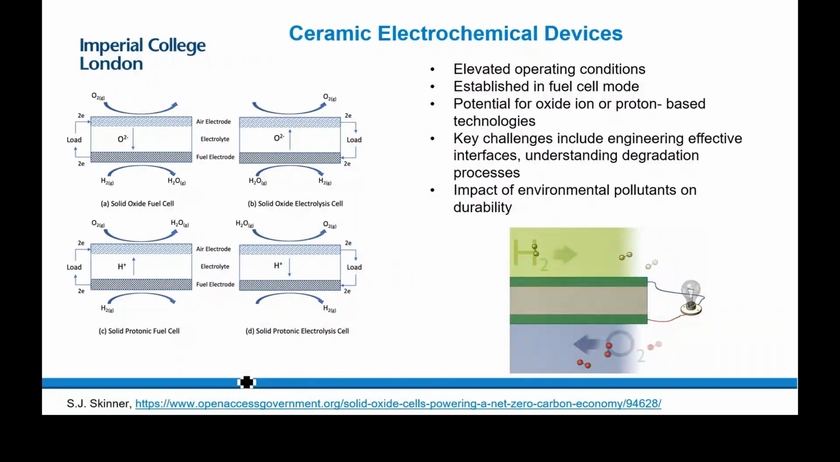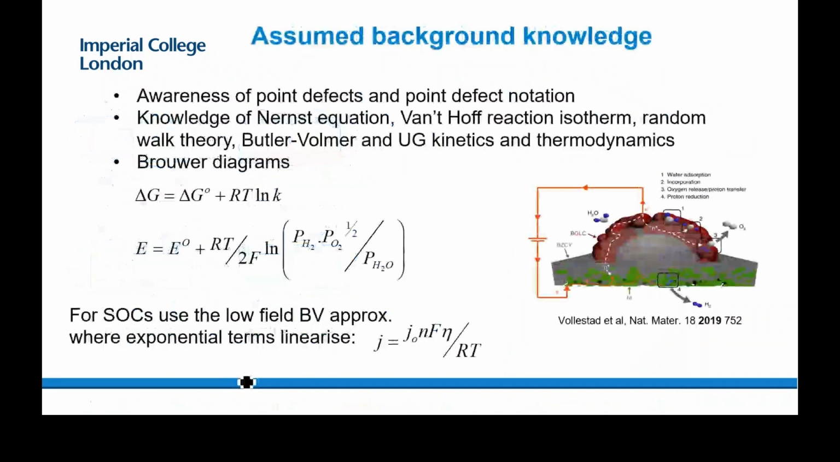Okay. All right, so let's assume some background knowledge. I'm going to make a point that I assume that you will have done some of this in your undergraduate career. Not all of it, but you might have done some of it. So we're assuming that you have an awareness of point defects, so defects at an atomic site in a lattice. So we're talking about vacancies, we're talking about interstitials, those types of species. And therefore, if you're familiar with point defects, you should also be familiar with point defect notation.